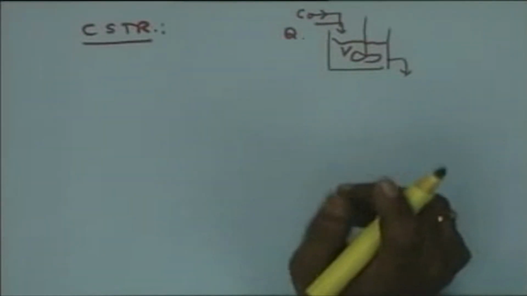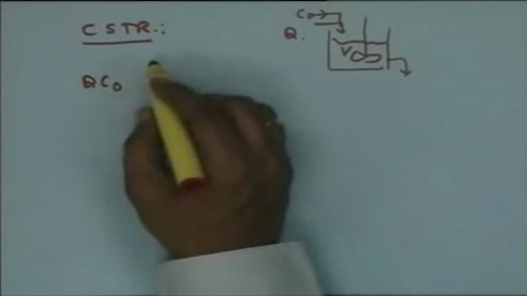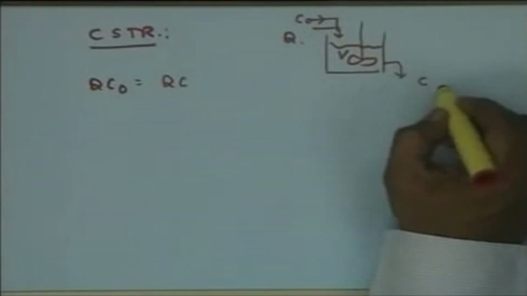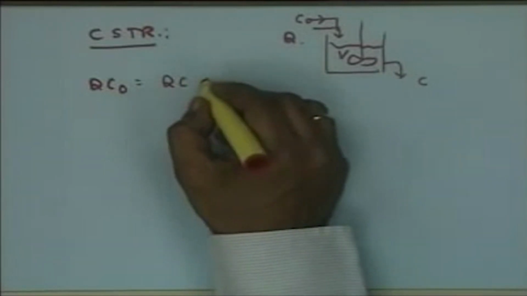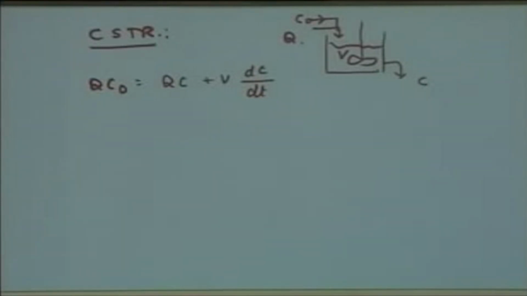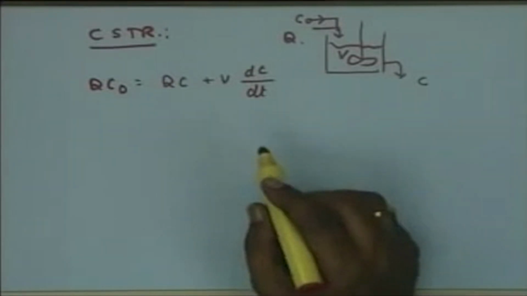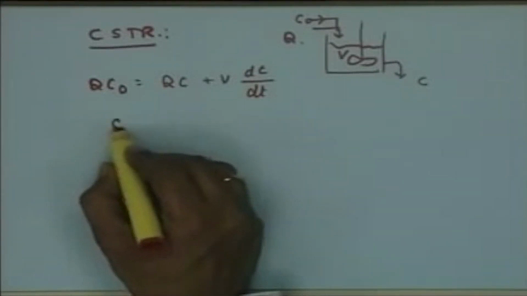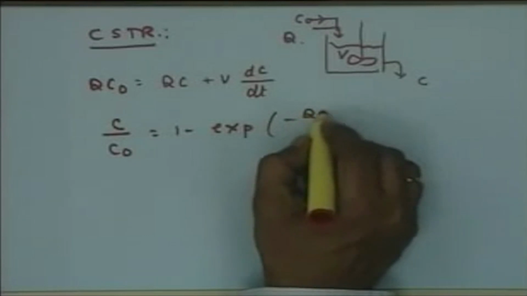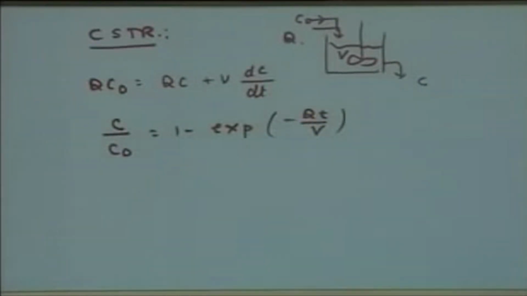So the total mass balance, that is q C naught, will be equal to q C, that means the C will also start coming out at a flow rate of q, plus V dC over dt. That means in the reactor volume there will be some accumulation, the rate of change of concentration C in the reactor, and this can be integrated to give C upon C naught is equal to 1 minus exp(minus q t upon V), which essentially gives the theoretical output for a step change in a CSTR.